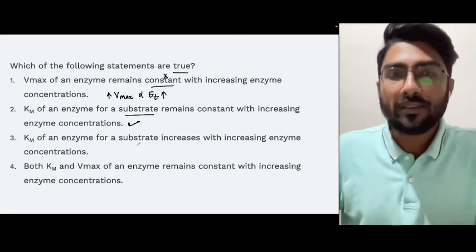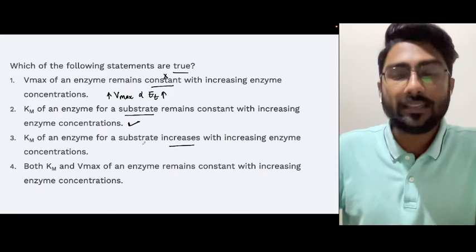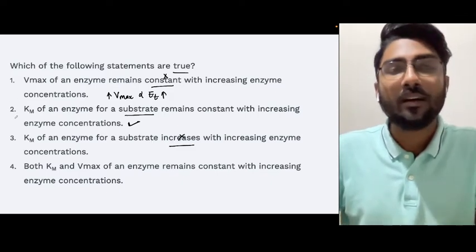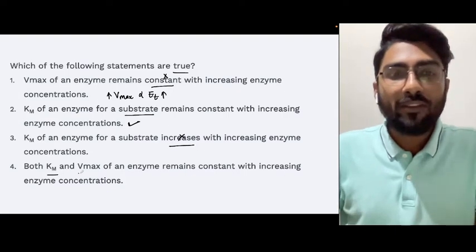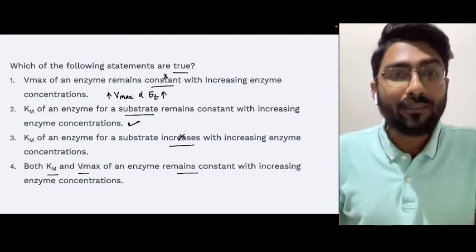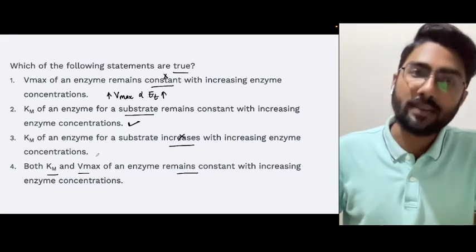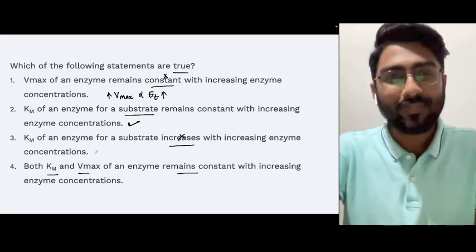Km of an enzyme for a substrate increases with the increasing enzyme concentration. No, because this is a contradictory statement of 2. Both Km and Vmax of an enzyme remain constant. No, the Vmax will be increasing. I have already discussed in statement 1. So statement 2 is the correct answer, right?